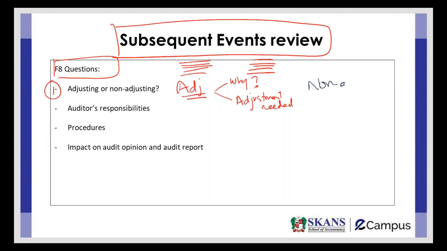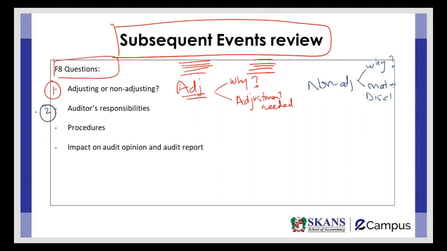If it's a non-adjusting event, you'll have to explain why. So why are you saying no adjustment is needed? And then you'll have to explain that if it's material, a disclosure is needed. So no double entry, but a disclosure is needed. That's the first thing you have to do. So guys, please remember, for you to be able to get a good number of marks for the first element, this is the technique that has to be followed.